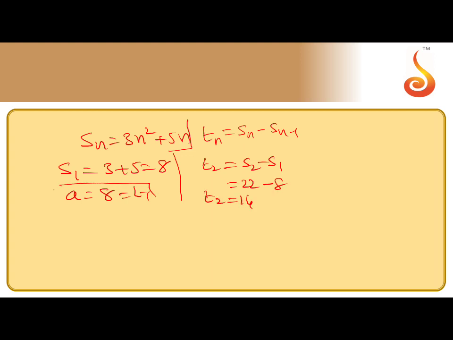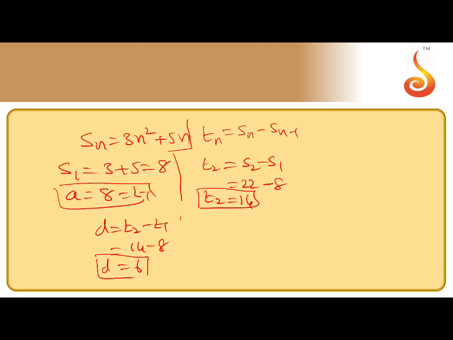So if you get T1 and T2, you can find the D value. D is nothing but T2 minus T1. So 14 minus 8 gives 6. So you got the A and D values. Next, we have to find the M value. They have given Tm. So what is given? Tm equal to 164.